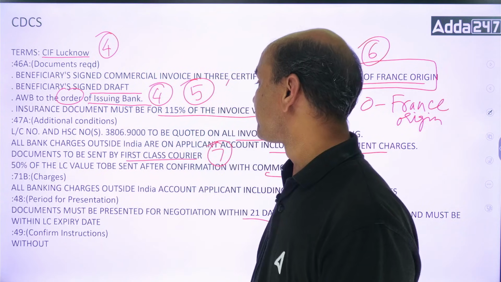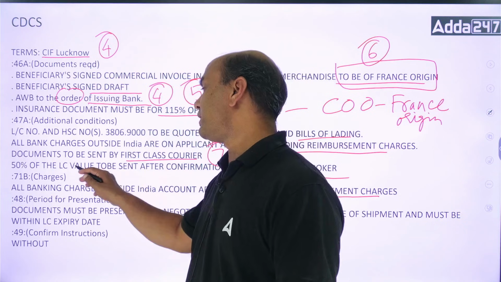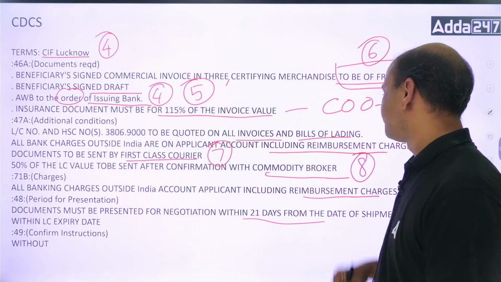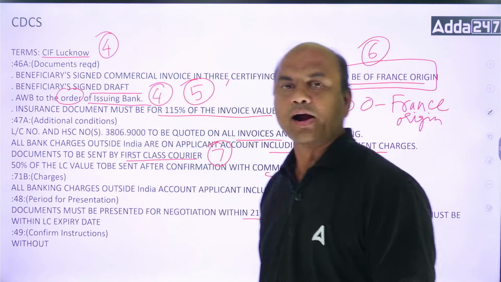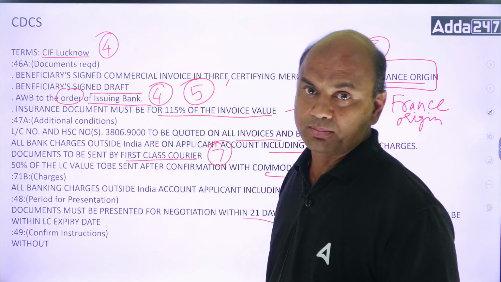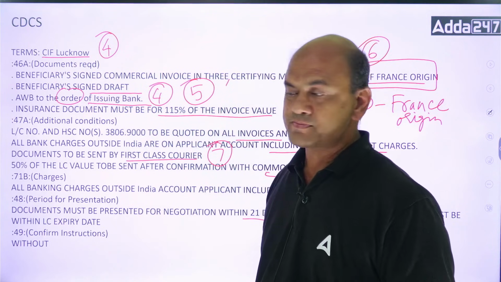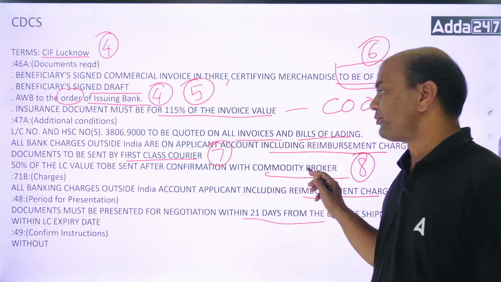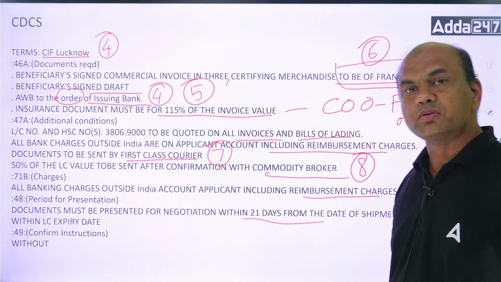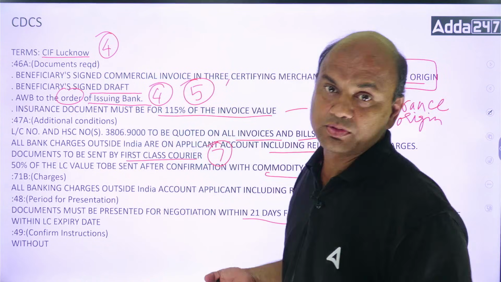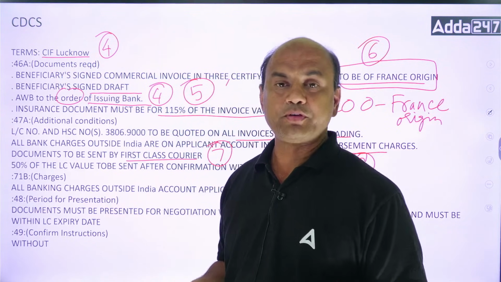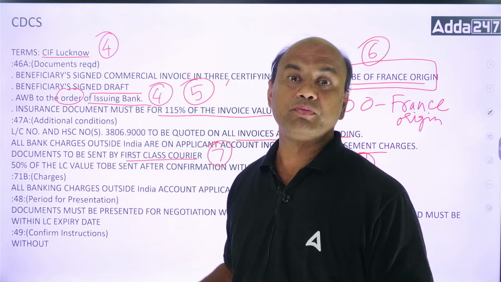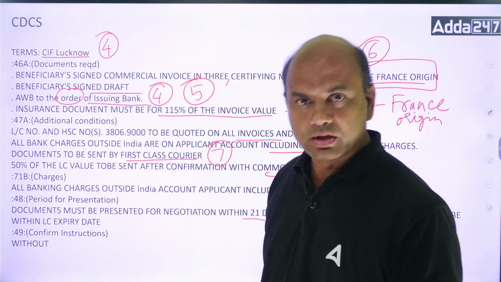Look at it. Next, 50% of the LC value to be sent after confirmation with the commodity broker. Such a big discrepancy. Now the payment of the LC, 50%, is dependent on the commodity broker. Means, if the commodity broker says no, then no. Then where is the essence of LC? What is the logic of LC then? If you have to depend your payment on somebody else's thinking and wishes and views, where is the concept of LC?